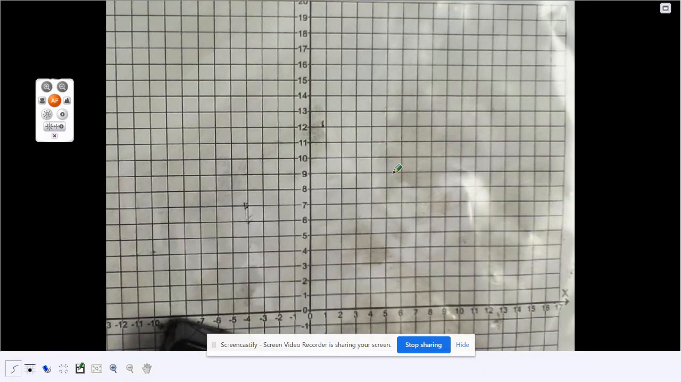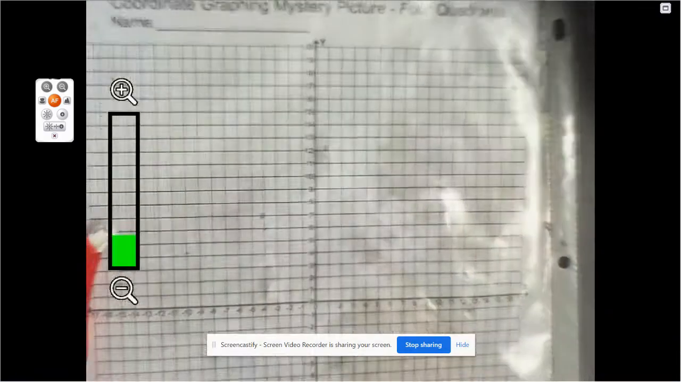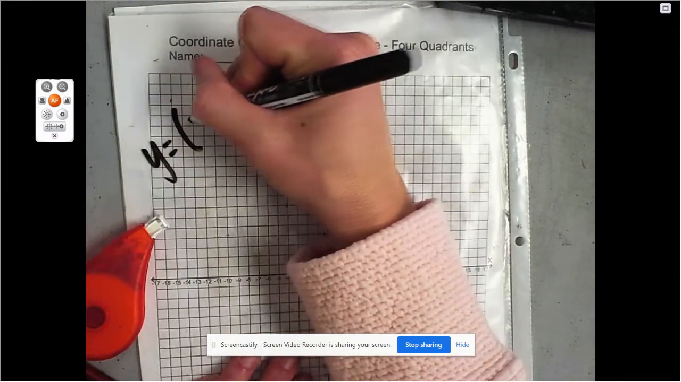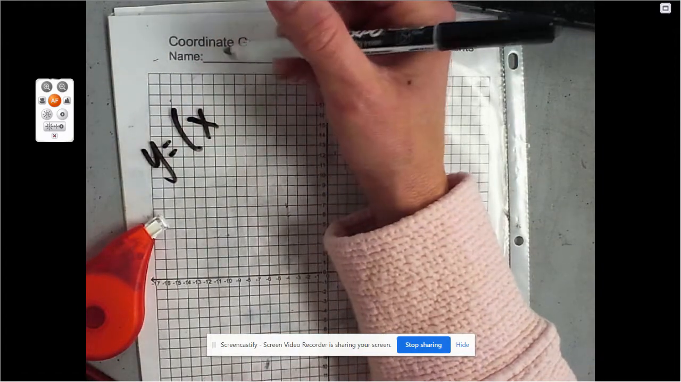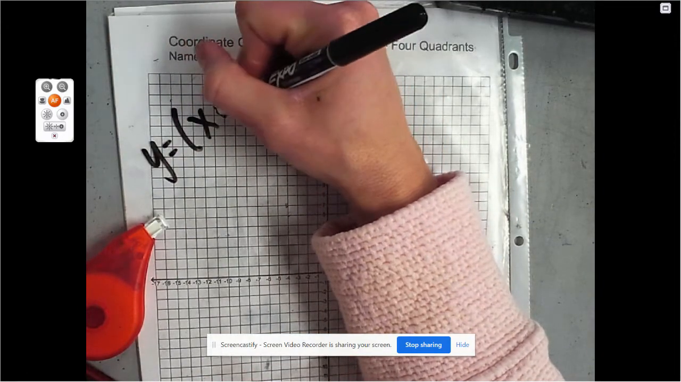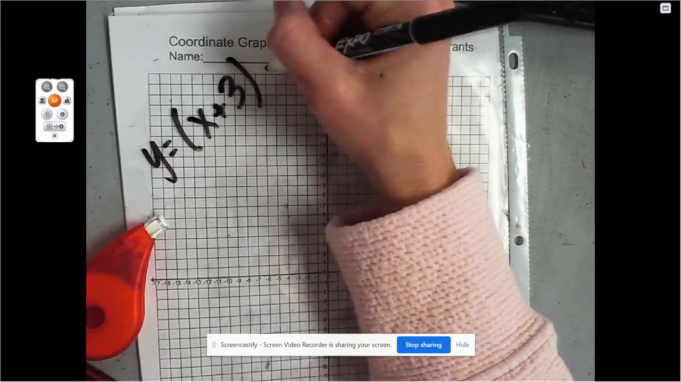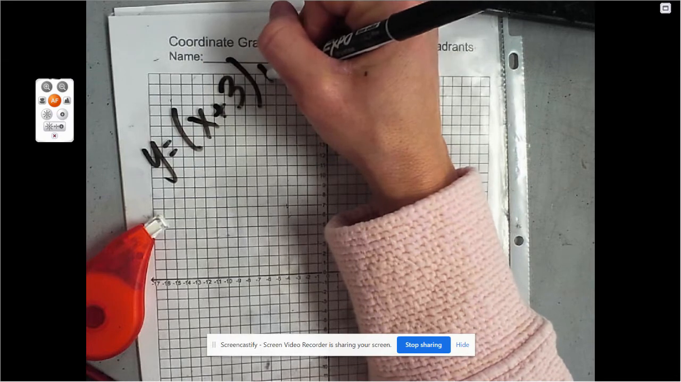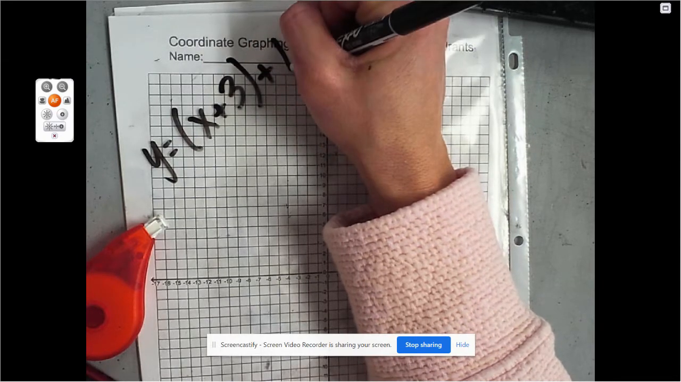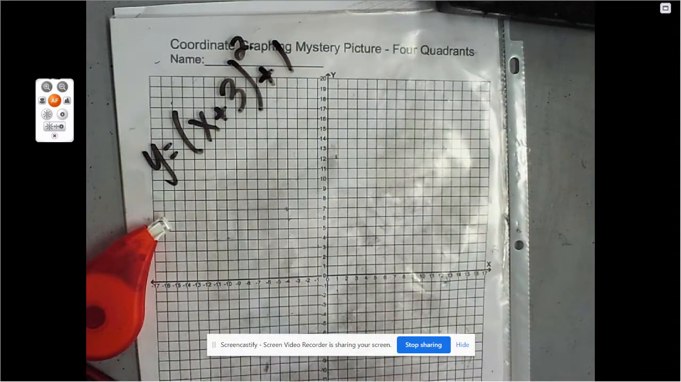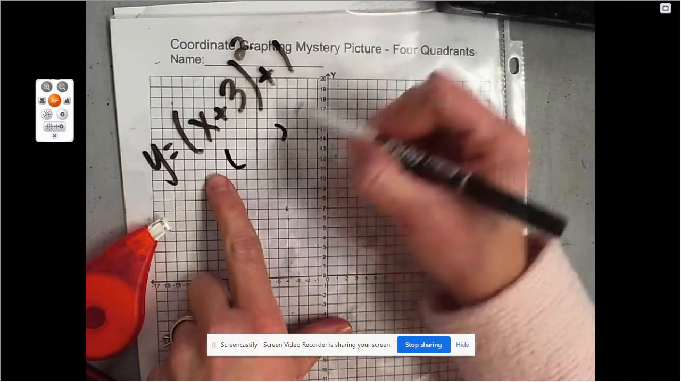Okay. So here is my equation: y equals (x plus 3) squared plus 1. Okay. What tells me that this is a parabola? The square. The first thing I need to do is find the vertex.